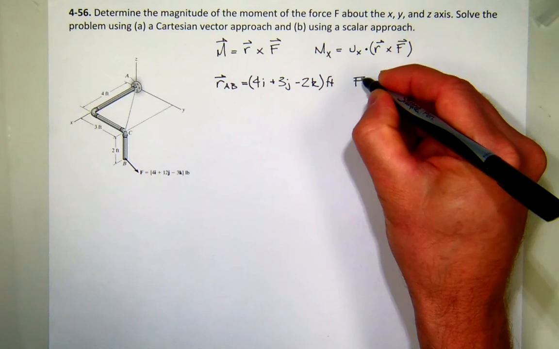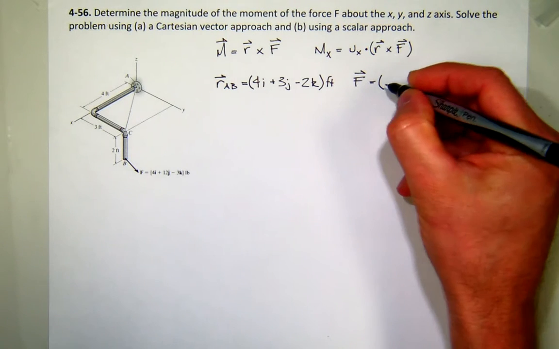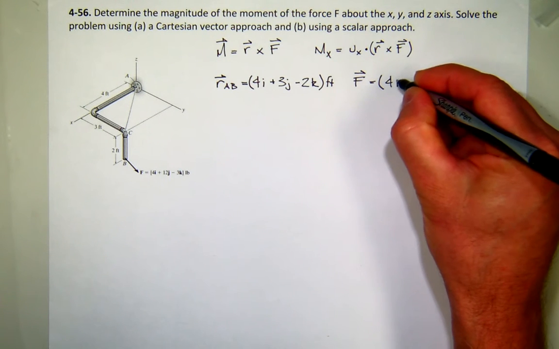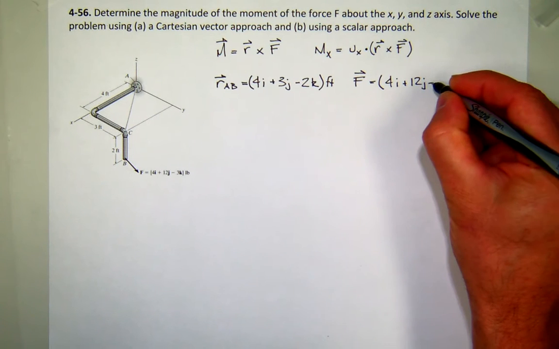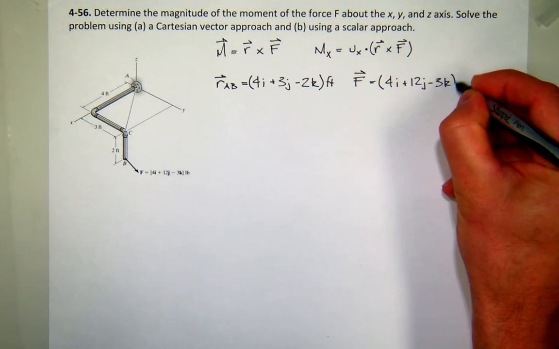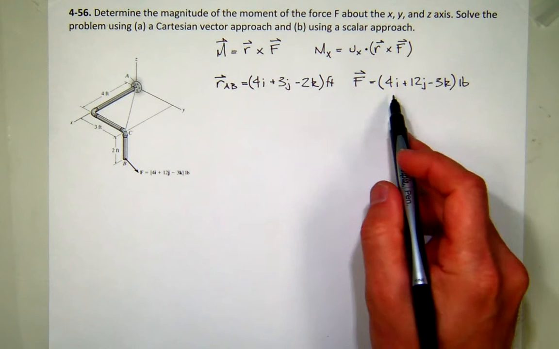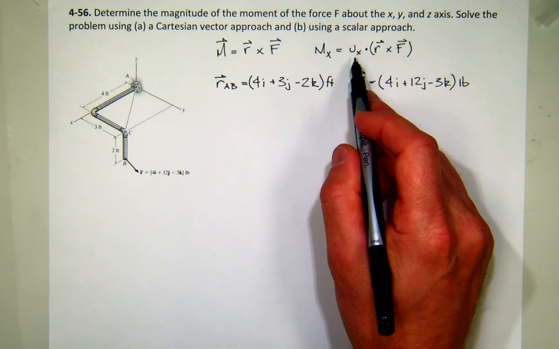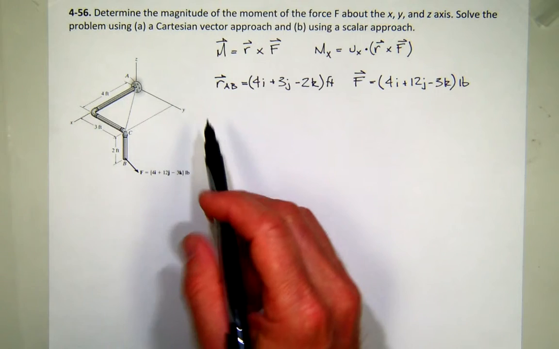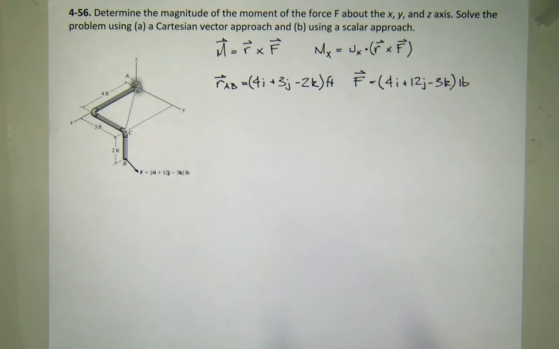Our force vector is given. I'll just rewrite it here since it could be a little small for you guys to see. It's 4i plus 12j minus 3k, and that's going to be used to form that cross product and then dot it into whatever axis we're looking at. That makes it pretty easy because our axes are just x, y, z. So what's the unit vector for the x-axis?